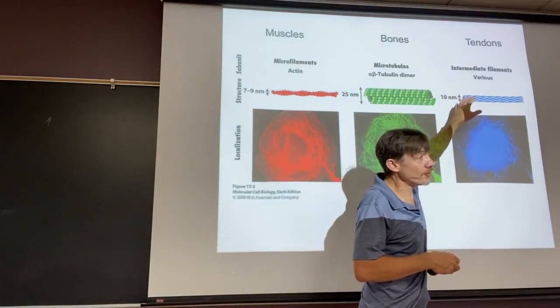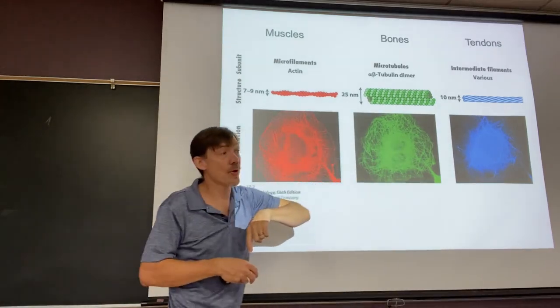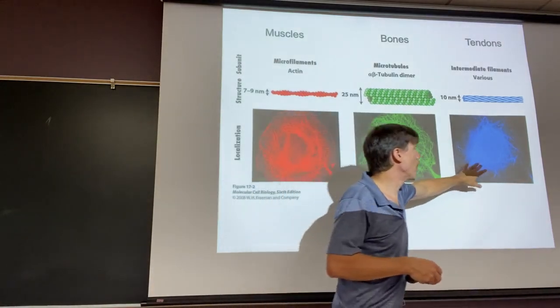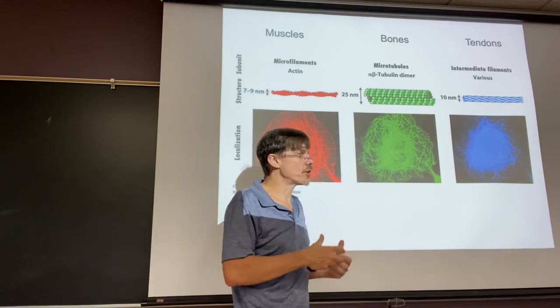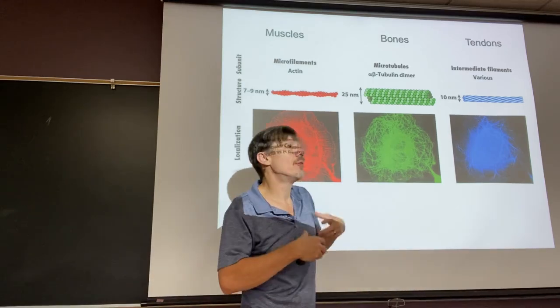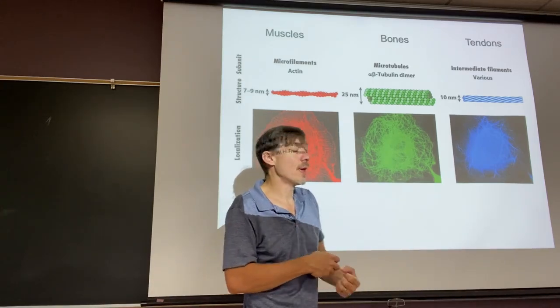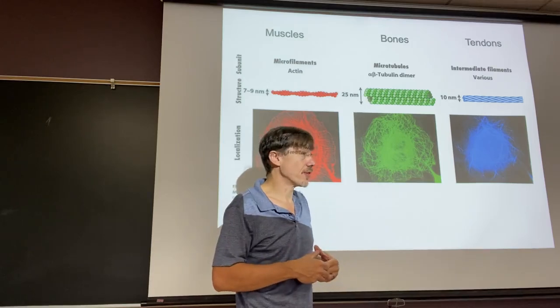And the intermediate filaments, which are called neurofilaments in neurons, are more like tendons or connective tissue. They don't generate forces by themselves. They're not important for transport. They're just holding things together.